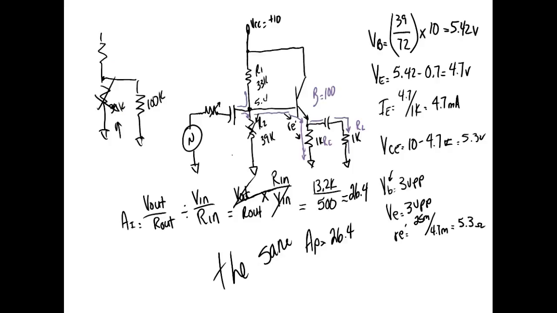So what's going to happen? It's going to drop. Is it going to drop less? Does 100K drop less voltage or more voltage than a 39K? It drops more. So that's going to cause this voltage right here to do what?